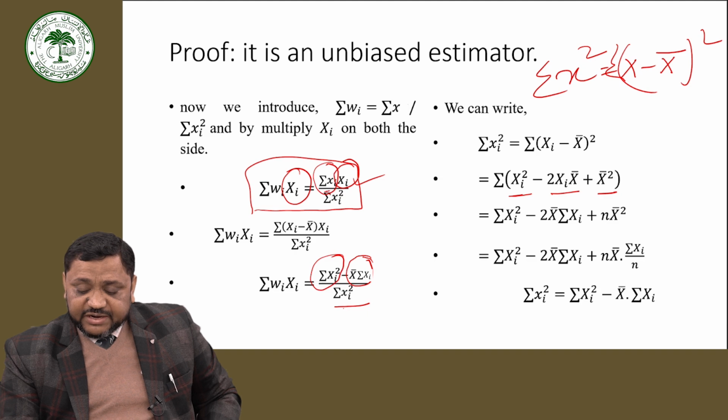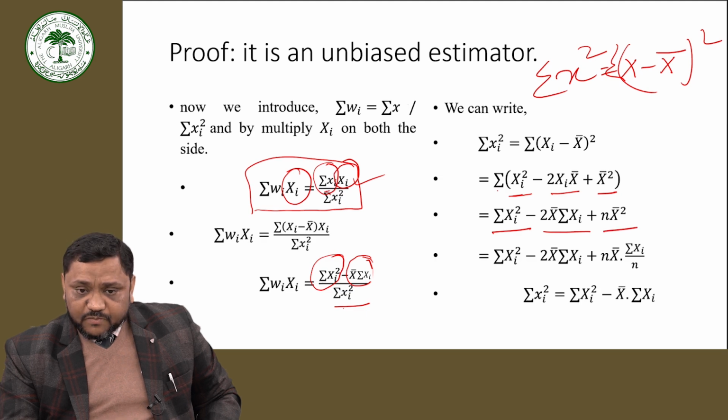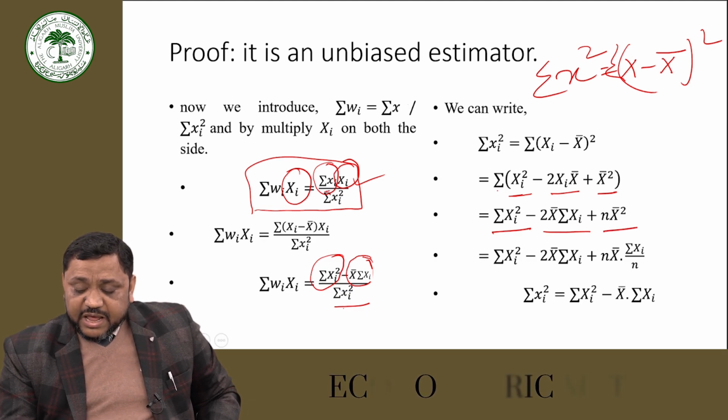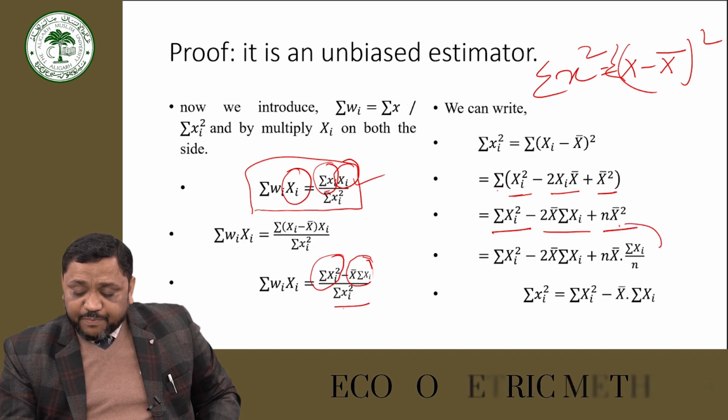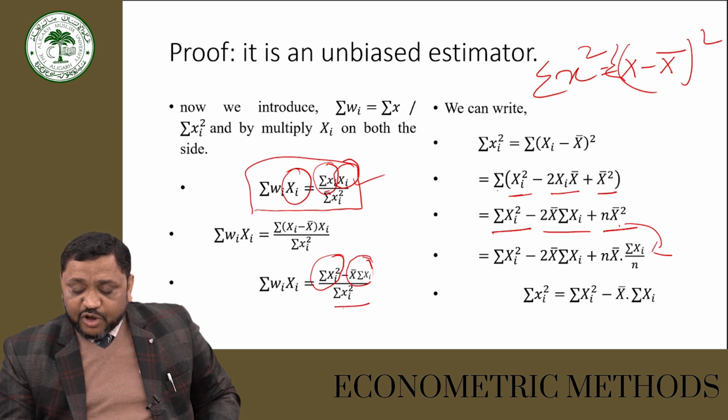Now, because we have a summation sign, we open the summation sign and introduce it within each of the terms. So we get summation xi square minus 2 x bar summation xi plus n x bar square, because x bar is a constant. Now this n can be opened up like this. There are two x bars, so one x bar we open. Once we open one x bar, we can minus this term from this term.